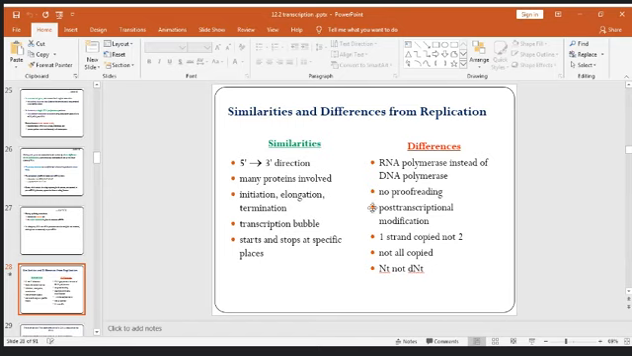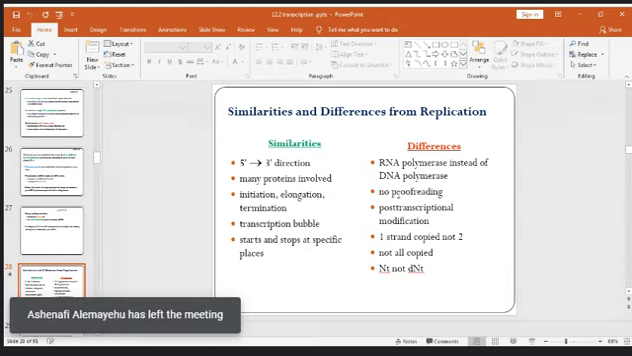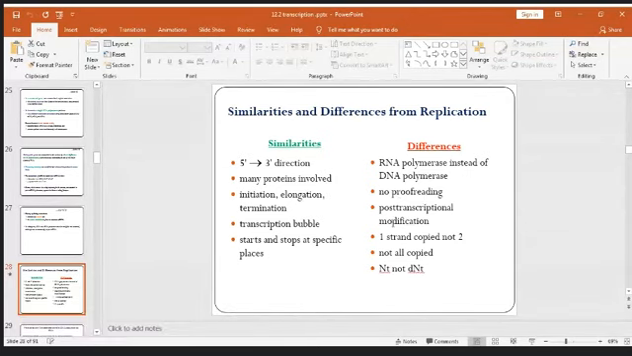So those are similarities. When we see the differences, RNA polymerase is there instead of the DNA polymerase. RNA polymerase does not have proofreading activity for the exonuclease, 3' to 5' exonuclease. Copying activity allow 3' to 5' copying activity allow RNA polymerase. But proofreading that includes exonuclease activity of 3' to 5' doesn't have by this RNA polymerase. Then post-transcriptional modification process is taking place in here, the transcription process.